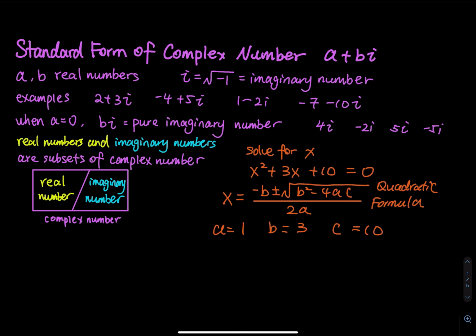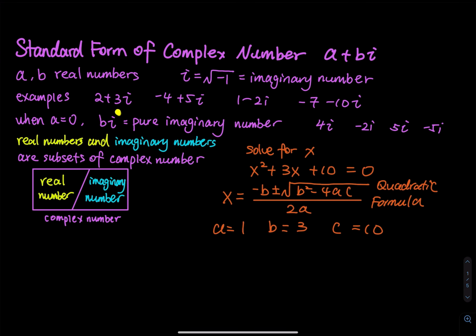So let's write a couple of examples of the standard form of a complex number. Let's say 2 plus 3i. 2 and 3 are real numbers, i is the imaginary number. Then -4 plus 5i, 1 minus 2i, -7 minus 10i, and so on. What happens when a is equal to 0? When a is equal to 0, you have 0 plus bi, so you have bi only. bi is called a pure imaginary number. Let's say 4i, -2i, 5i, -5i, or you can say just 1i or -i.